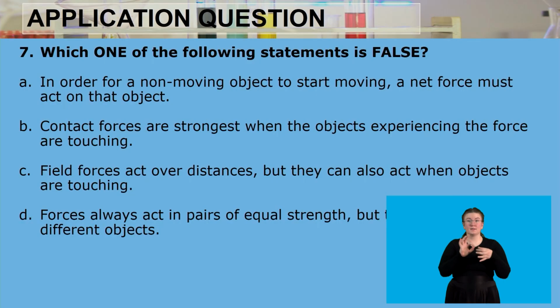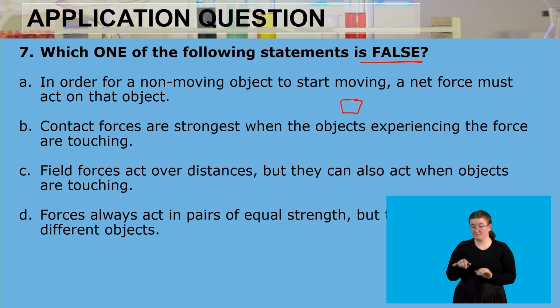Now, the next question asks which one of the following statements is false. Out of the 4 statements, we need to identify the one that is false. Statement 1 says, in order for a non-moving object to start moving, a net force must act on it. If a stationary object is just sitting there, and I push or pull it, it will start to move. So this is true.